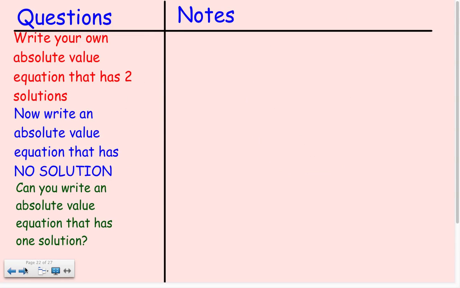All right. First thing we're going to do is write your own absolute value equation that has 2 solutions. All right, so I know I need absolute value bars, so I'm going to start with those. And I know it needs to have 2 solutions, so that means this number right here has to be positive. I'm just going to make something up. I'm going to say it's 10. Now really, whatever I put in my absolute value bars doesn't really matter. I'm just going to make sure I have a couple and a third wheel.